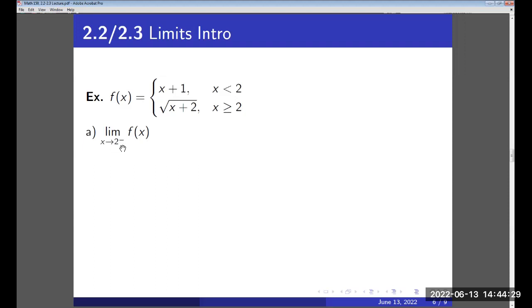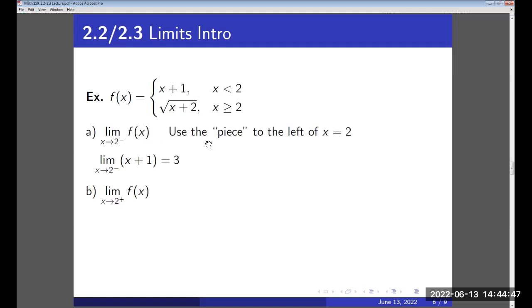Well, the left side of 2, our number is a little bit smaller than 2, right? So that would be x is less than 2. Turns out all we're going to have to do is correctly identify which piece we need and then plug the 2 right in. Use the piece to the left of x equals 2. So that's the x plus 1, where x is less than 2.